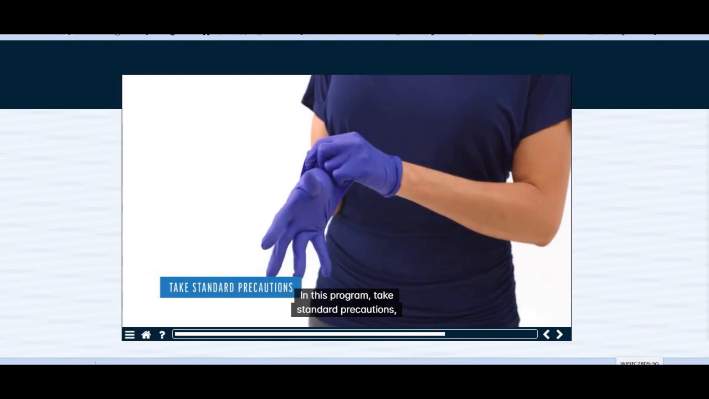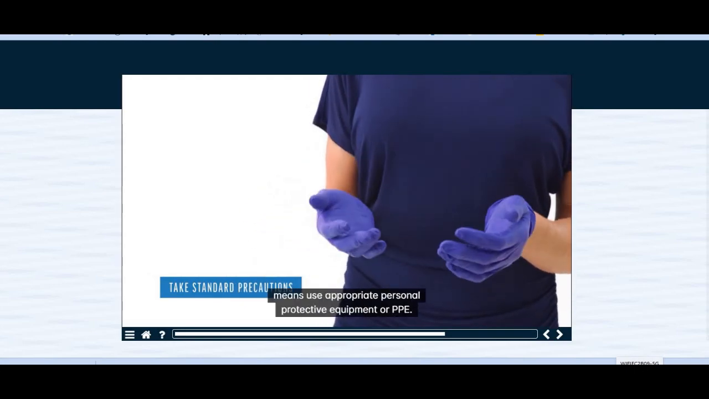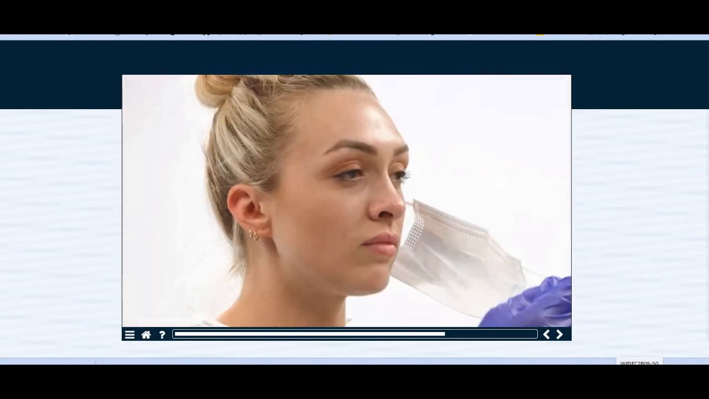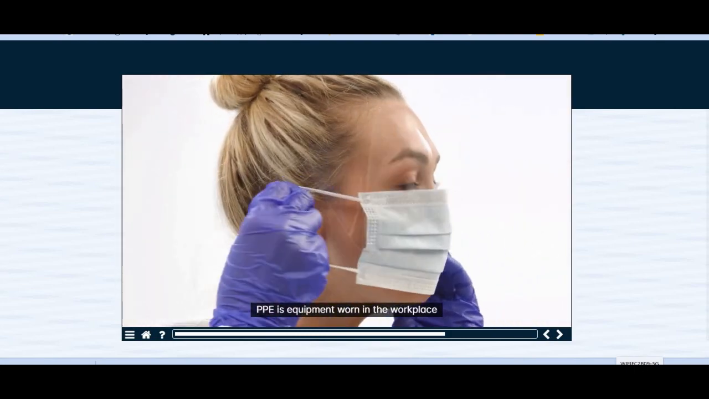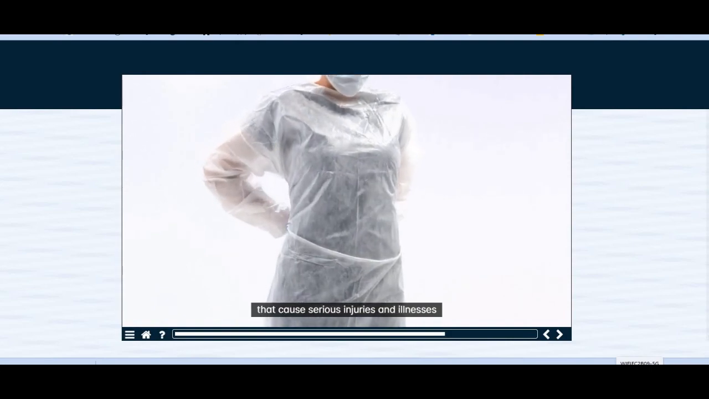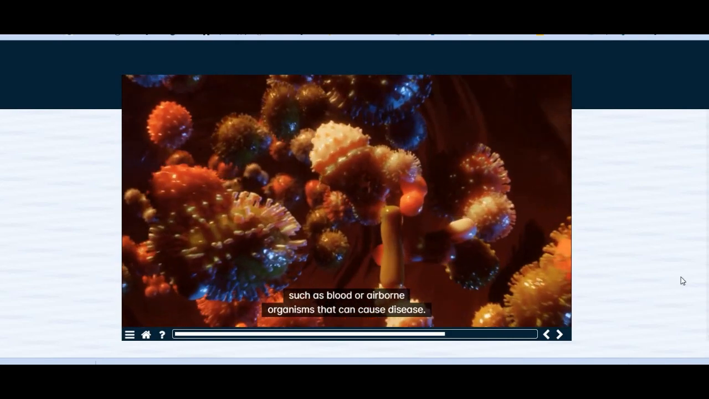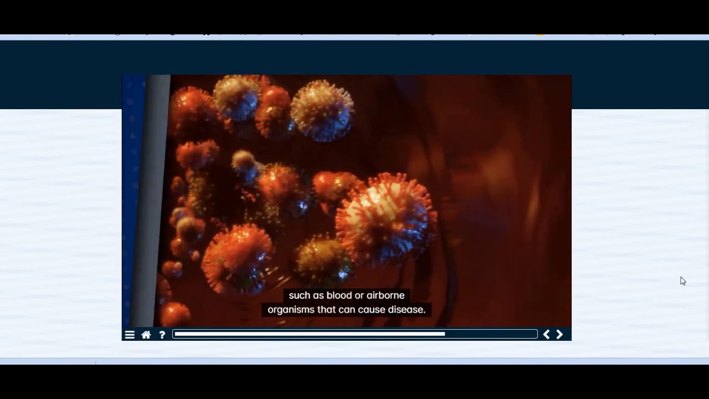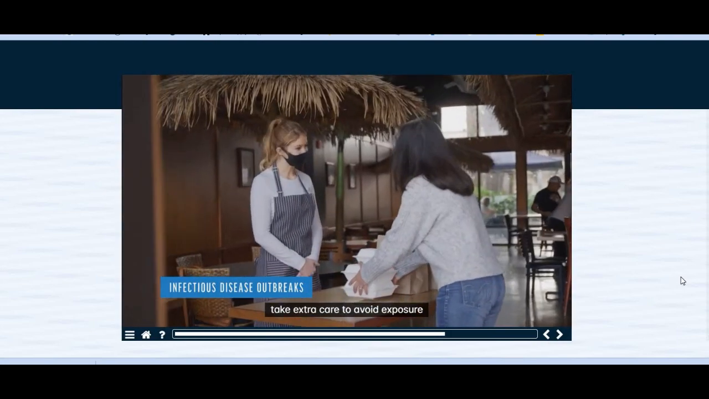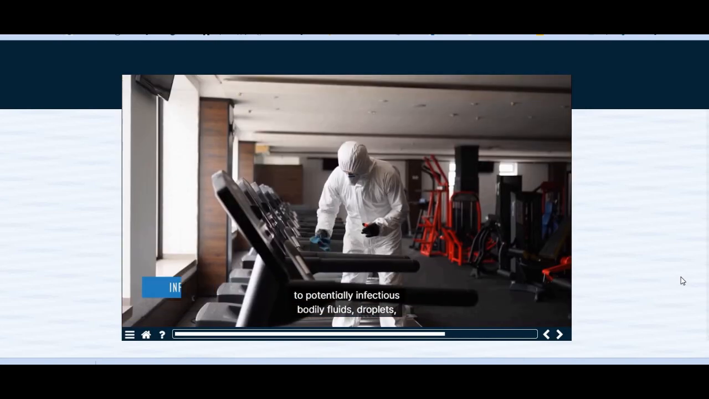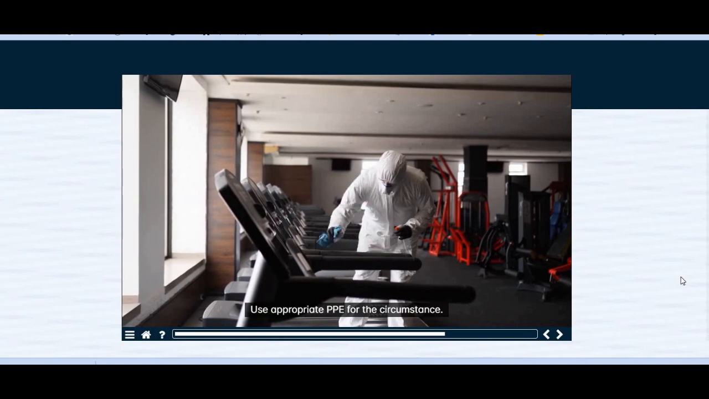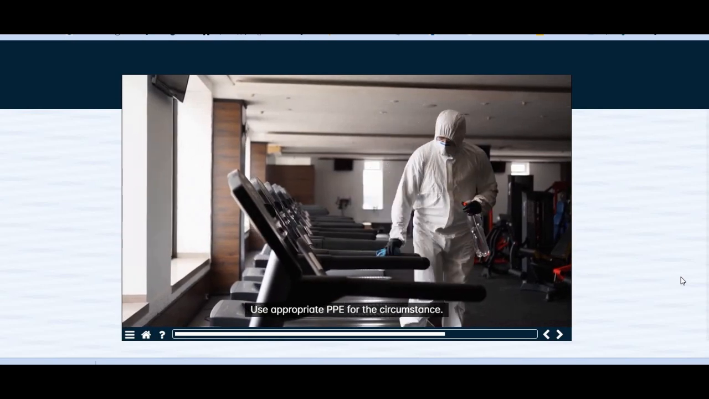In this program, take standard precautions means use appropriate personal protective equipment, or PPE. PPE is equipment worn in the workplace to minimize exposure to hazards that cause serious injuries and illnesses, such as blood or airborne organisms that can cause disease. During infectious disease outbreaks, take extra care to avoid exposure to potentially infectious bodily fluids, droplets, and airborne particles. Use appropriate PPE for the circumstance.